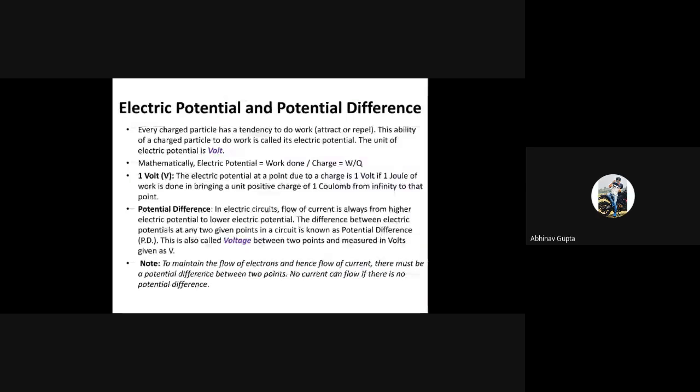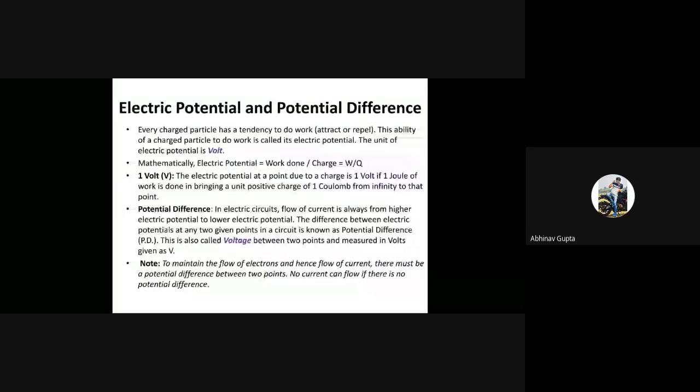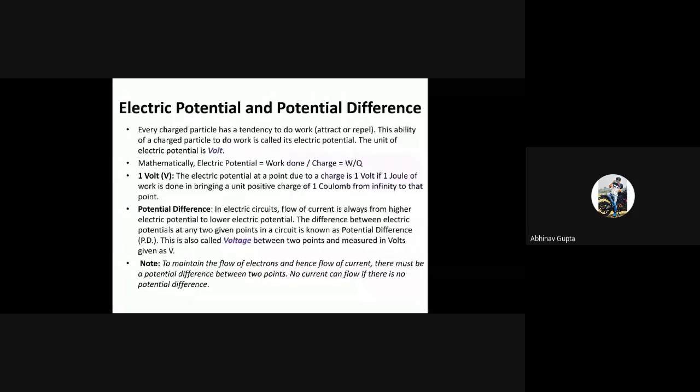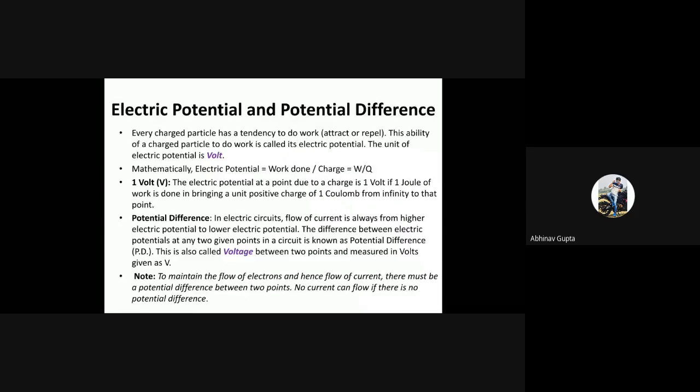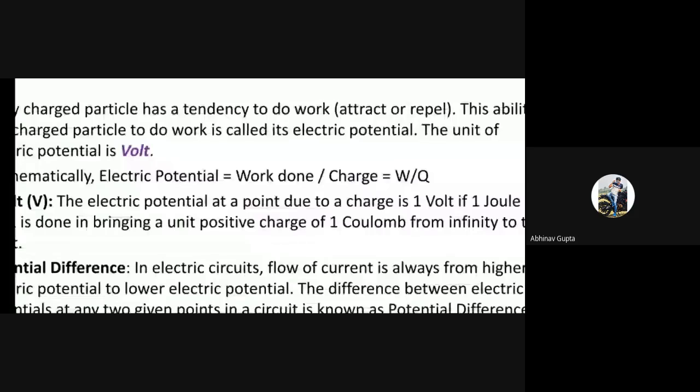Earlier, EMF, electromotive force, had the unit volt too. It was the effort, because work and energy have the same units. That effort is equivalent to this work, which is why the units are also the same. Mathematically, electric potential can be represented as work done divided by charge, written here as W by Q.